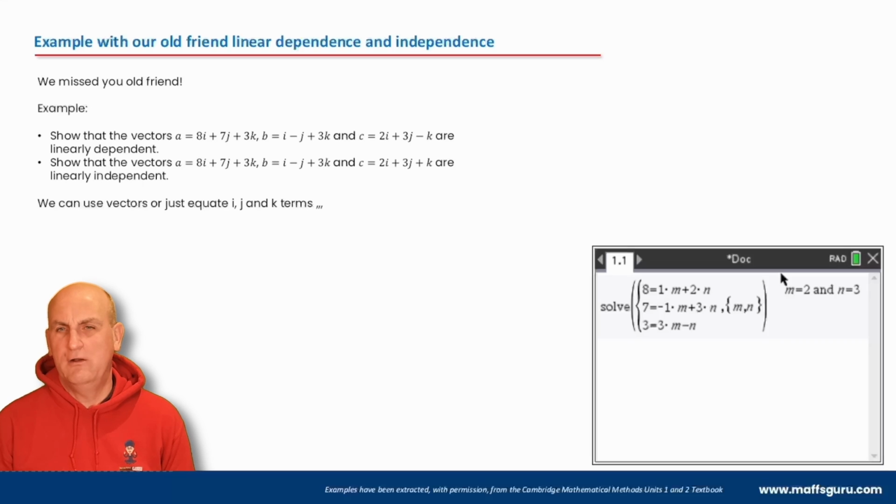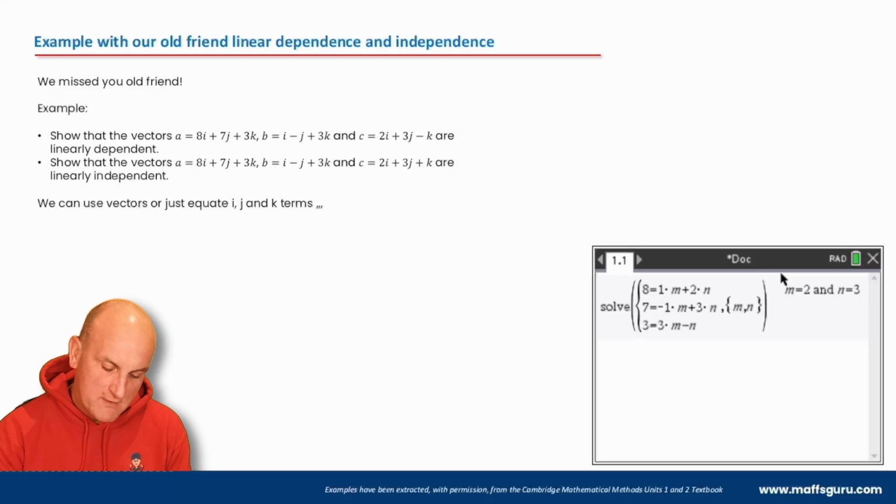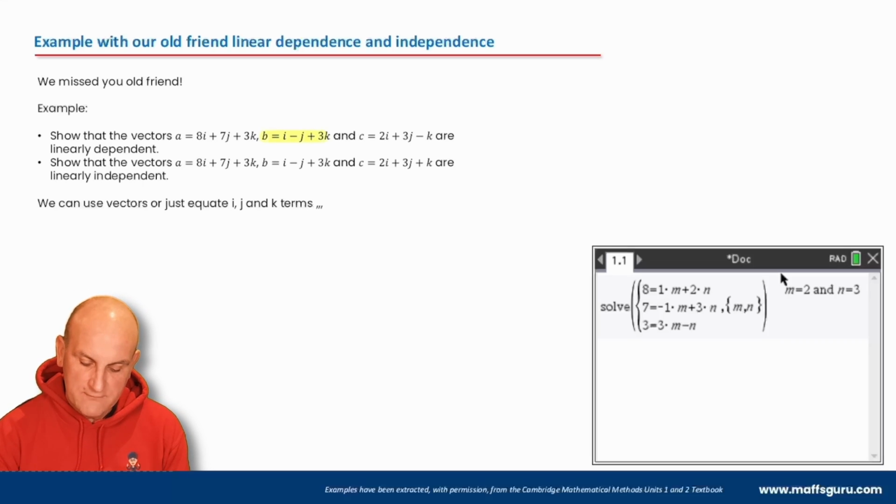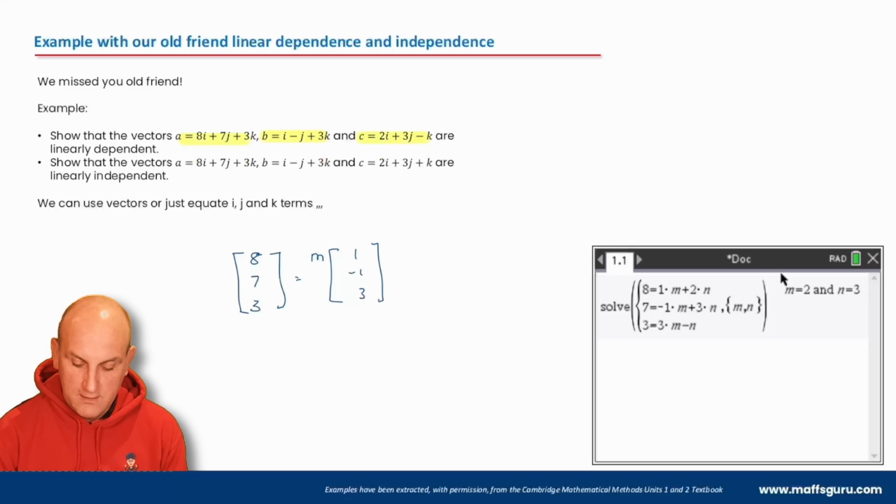All right. Our old friend, linear dependence and independence. Right, example, show that the vectors A, B, and C are linearly dependent. For that to happen, there would have to be a solution to the idea that we could take some fraction of B and some fraction of that one, and when you add them together, you get that value there. So writing it out as we would have done before, you would have had (8, 7, 3) is equal to m lots of (1, minus 1, 3) plus n lots of (2, 3, minus 1).